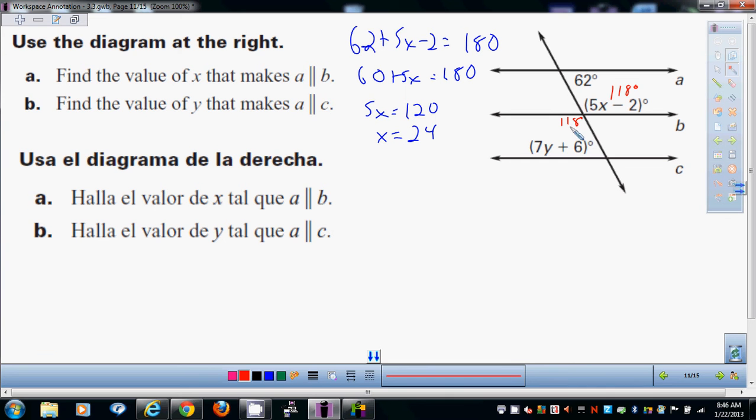Yes, but are they consecutive or alternate? Are they on the same side of that line or the different side? So they are consecutive. In the consecutive interior angles converse, what's the key word? Supplementary. And what do we do with things that are supplementary?